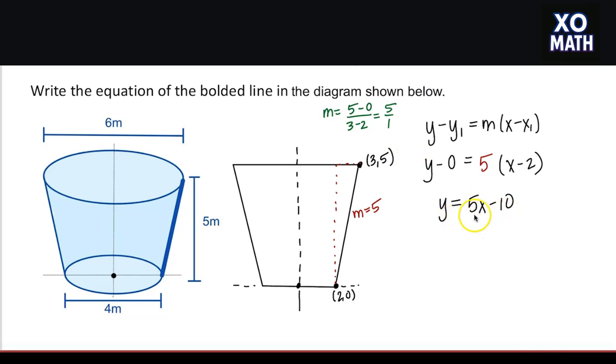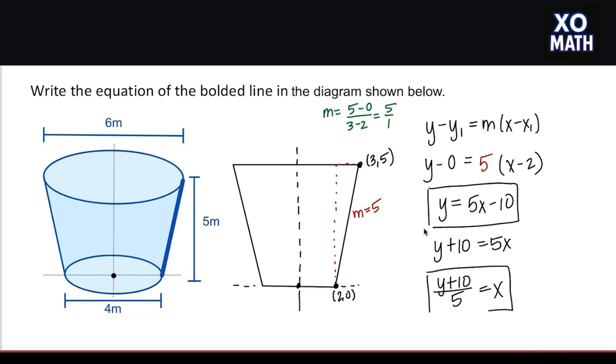This is an equation of a line in slope-intercept form, solved for y. Often in the actual calculus class, we're going to want to write this equation as a function of y, so solve for x. An equivalent answer here would be y plus 10 is equal to 5x, or y plus 10 divided by 5 is equal to x. So really, for this problem, both of these are correct. There are multiple ways to write the equation of a line, but we're typically going to want to solve the equation so that x is a function of y.